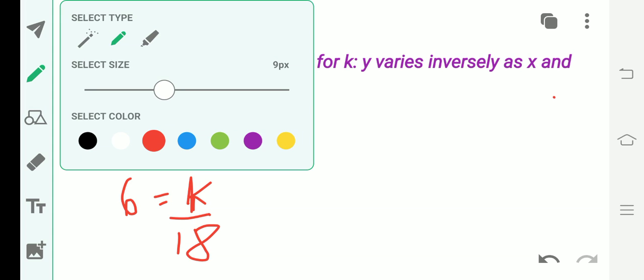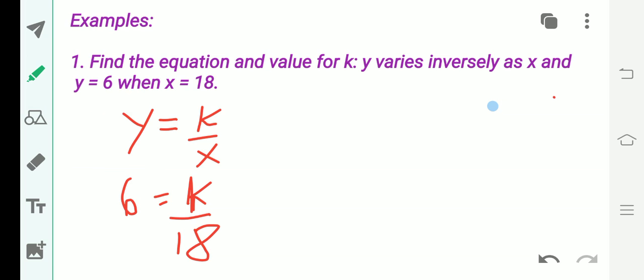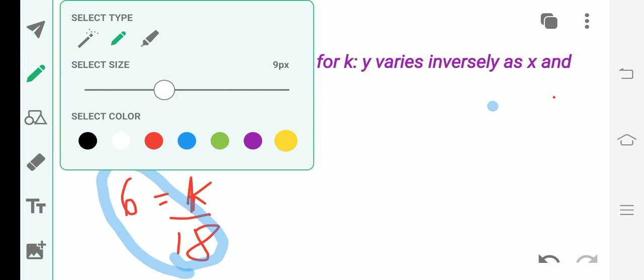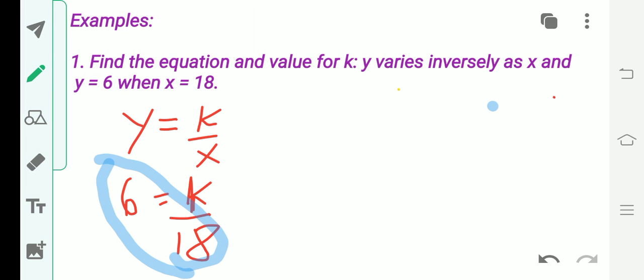So ano na yung gagawin natin to find the value of your K? So, in mathematics, kapag ganyan yung itsura ng problem natin or ng equation natin, 6 equals K over 18, we are just going to cross-multiply yung 6 tsaka 18. Okay? So, cross-multiply natin yan and that will be what? 6 times 18. Okay, so 6 times 8 is 48. So 6 times 1 is 6 plus 4 is 108. So ang value ng K natin will be 108. Okay, so that is the value of your K.